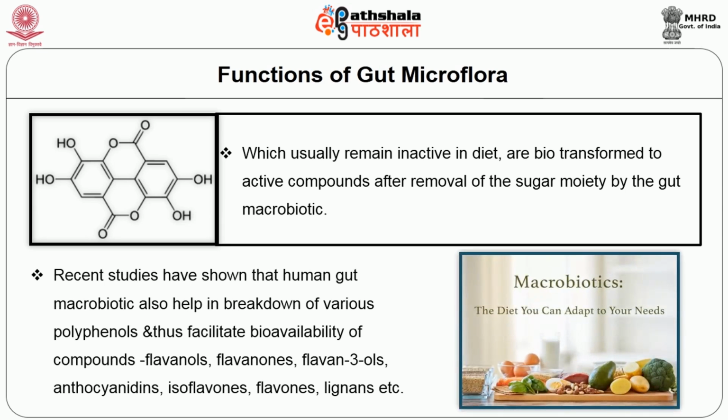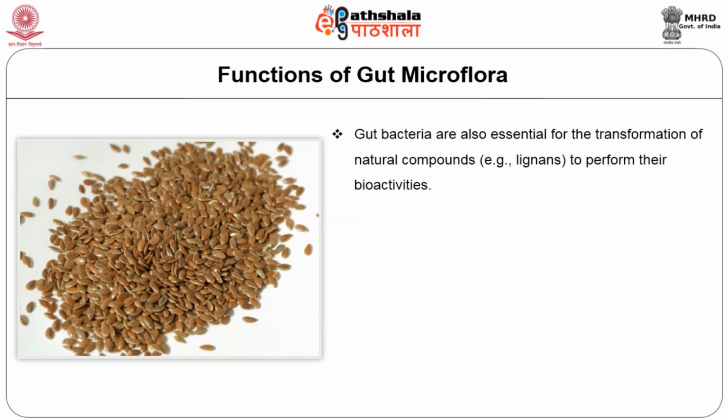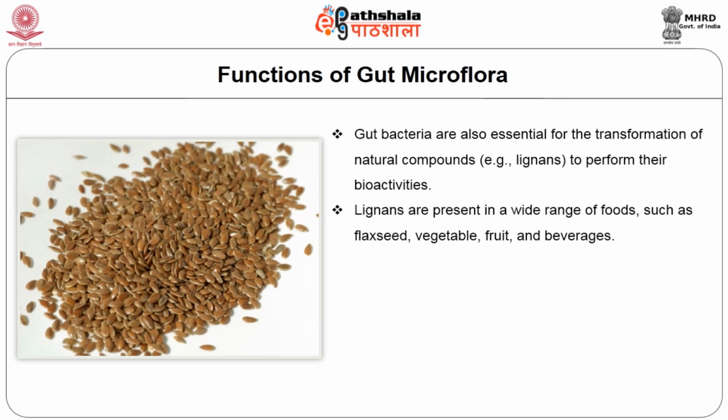Recent studies have shown that human gut microbiota also help in the breakdown of various polyphenols and thus facilitate bioavailability of compounds like flavonols, flavanones, flavanols, anthocyanidins, isoflavones, flavones, lignans. For such compounds, the bioavailability will be increased because of these bacteria. Gut bacteria are also essential for the transformation of natural compounds to perform their bioactivities.